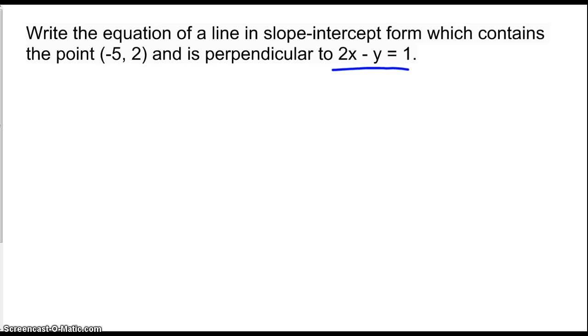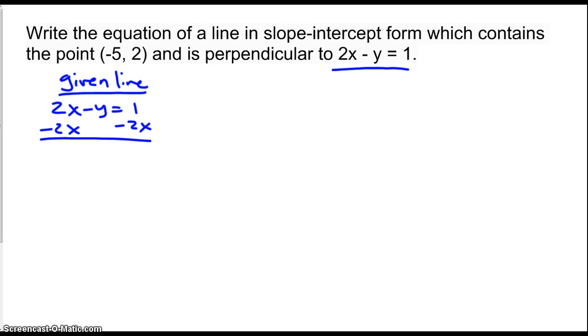So let's start with the given line. That's 2x minus y equals 1. And let's put it in slope-intercept form so we can read off what the slope is. So let's see. Subtract 2x from both sides. Negative y equals negative 2x plus 1.